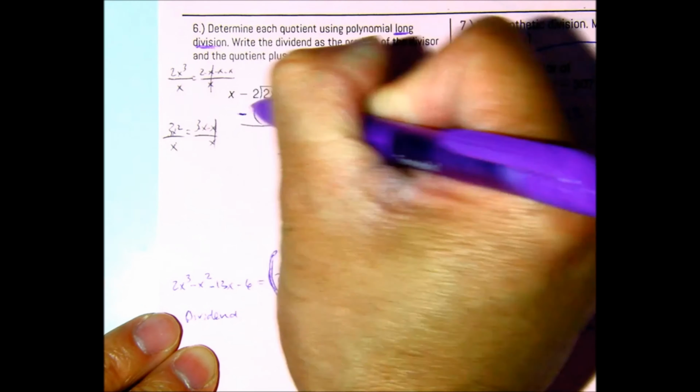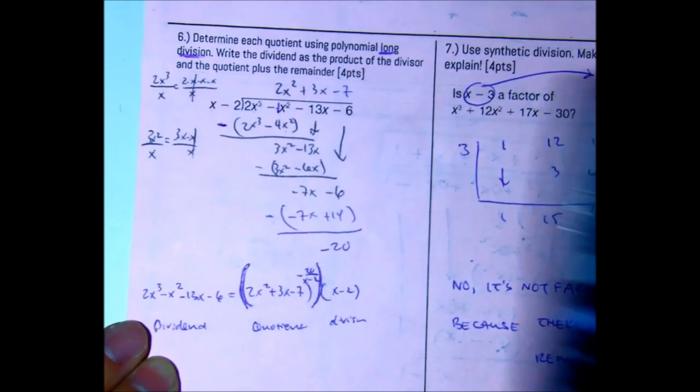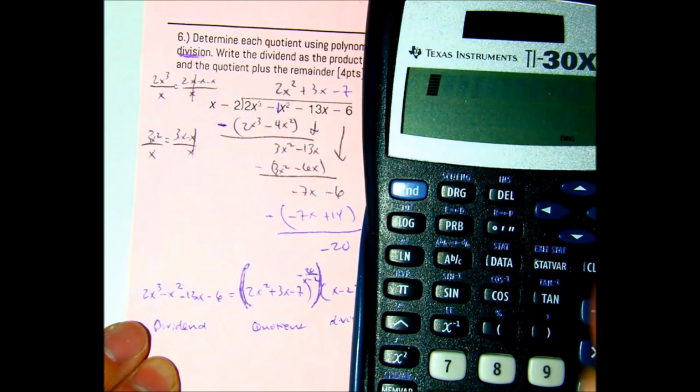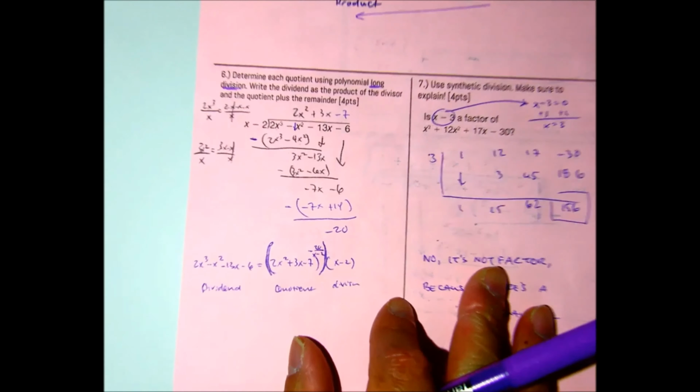-1 minus -4. So let's just say you don't know how to get that, right? Did you guys notice what button I pressed? Remember, these are the math operations, and this is the negative button. So, -1 minus, subtracting, -4. The answer is 3. Bring down -13x.